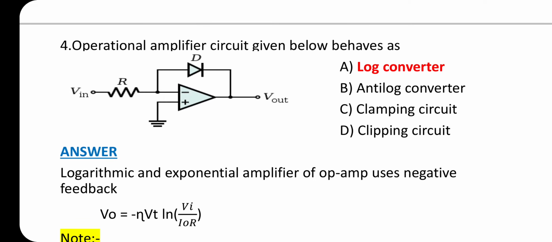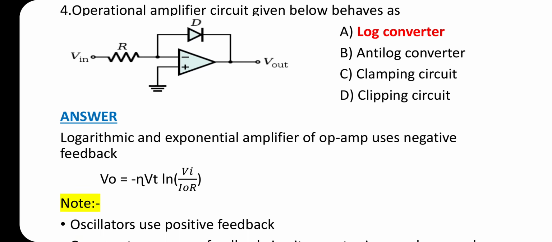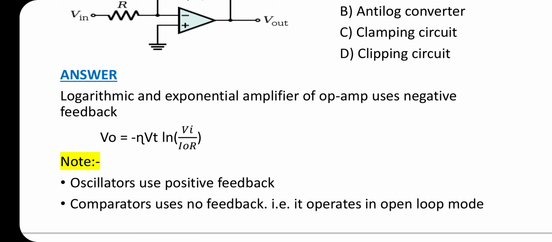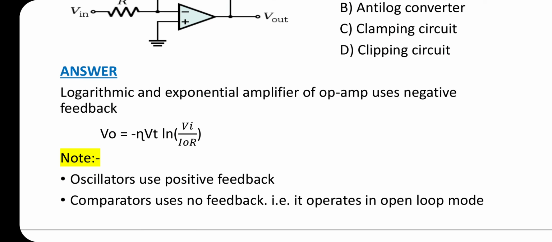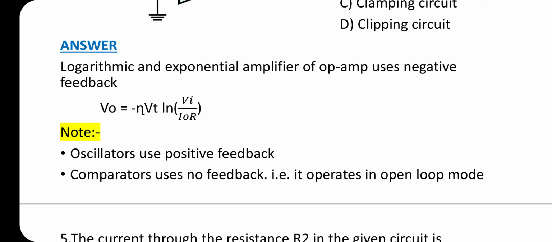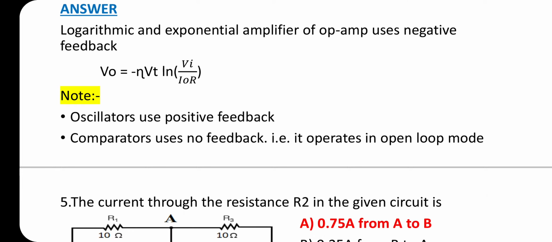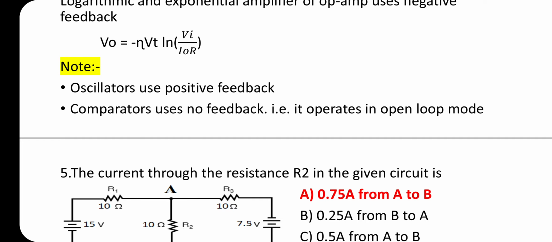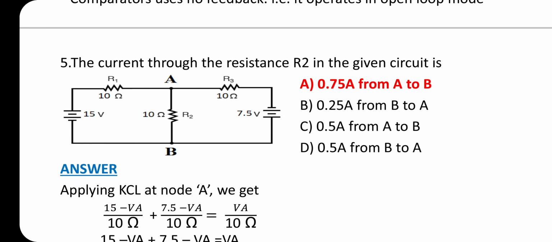Question number 4. Operational amplifier circuit given below behaves as? Option A, log converter. Answer: logarithmic and exponential amplifier of op-amp uses negative feedback. V naught equal to minus eta Vt log Vi by I naught R. Note: oscillators use positive feedback. Comparators use no feedback, that is, it operates in open loop mode.